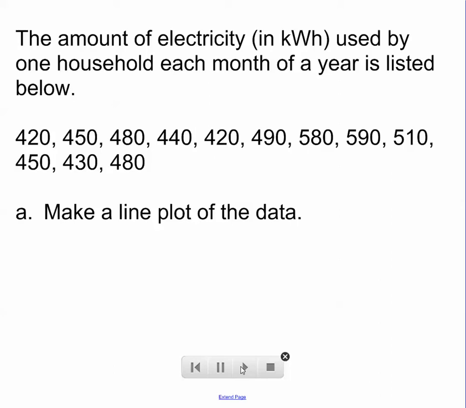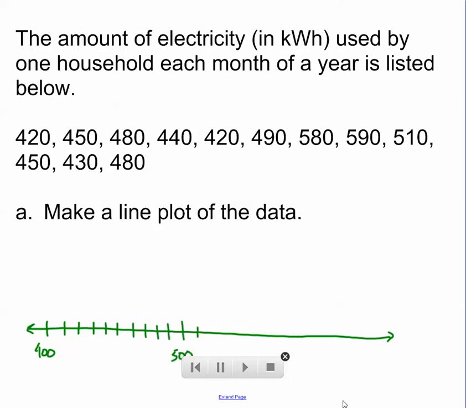Very quick, very easy. First thing I'm going to do is look at my range. It looks like the smallest number is 420 and the biggest number is 590. So let's make a line here that goes from 400 to 600. I'm going to scale it by 10s: 10, 20, 30, 40, 50, 60, 70, 80, 90, 500. And then we'll put 9 dashes, and the 10th one will be 600. And here's how you make a line plot.